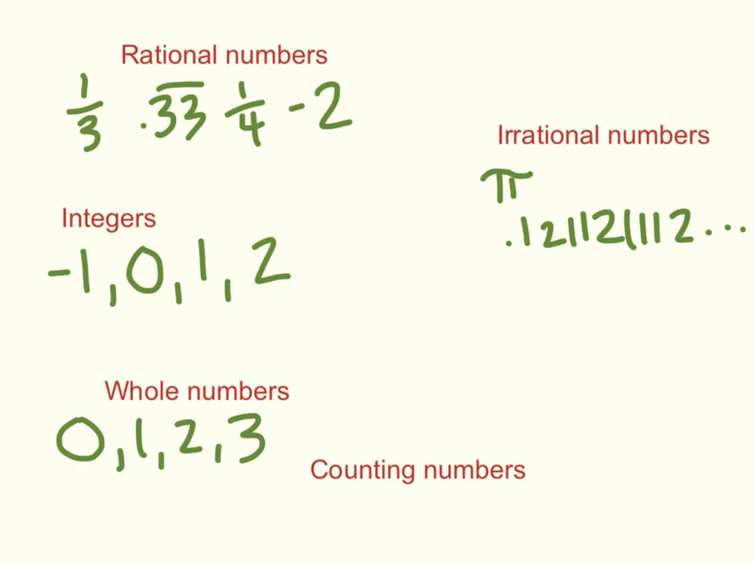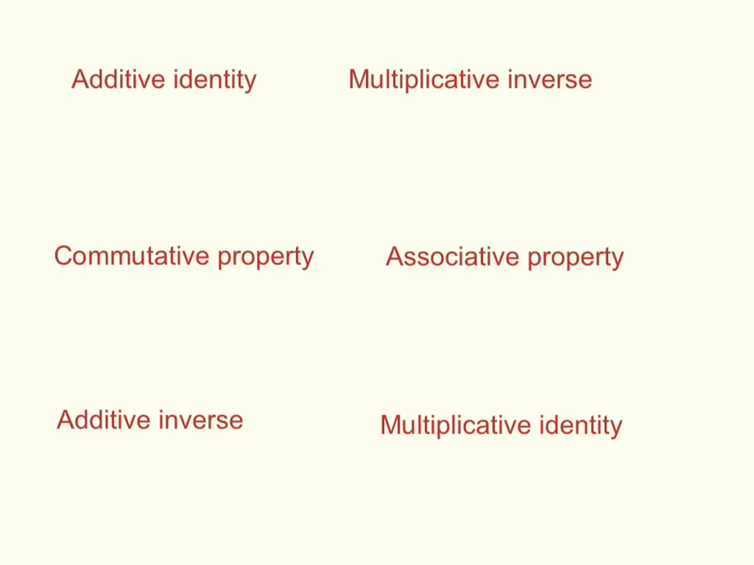Counting numbers start at the number 1 and then go up: 1, 2, 3. And you can remember counting numbers because if you're counting things or you're counting people, we never start with 0. So the whole numbers start with 0, but counting numbers do not include the number 0. Okay, moving on. Let's go over some properties.